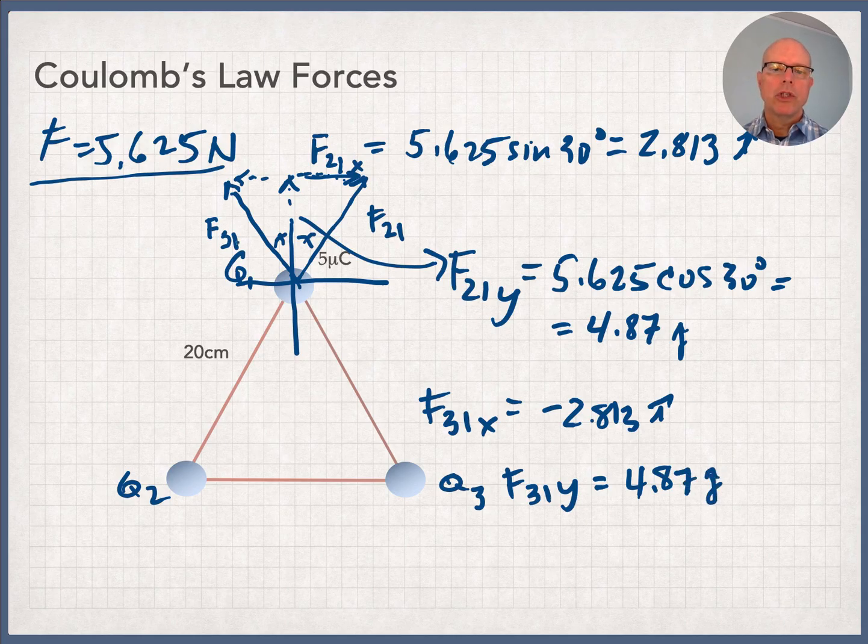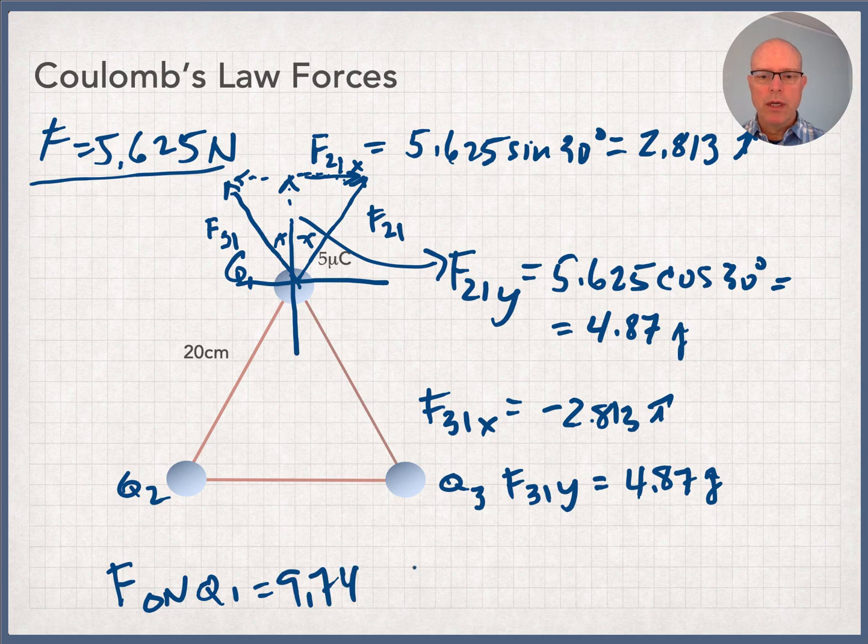And so long story short, the answer to what is the net force acting on Q1 turns out to be a pretty simple one, because the top guy gets canceling forces. The net force acting on Q1 is going to just be 4.87j plus 4.87j, which is going to be 9.74 newtons in the j direction. Okay, so those are all the forces on Q1.